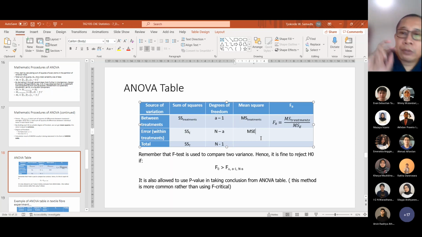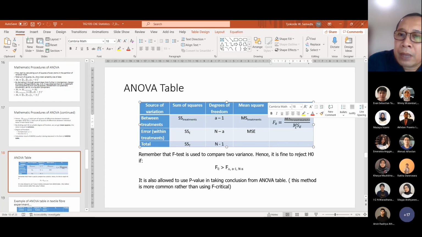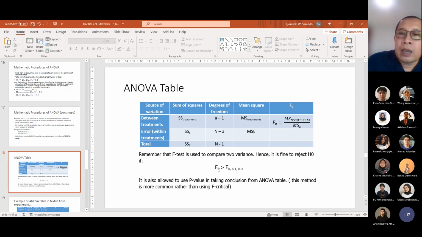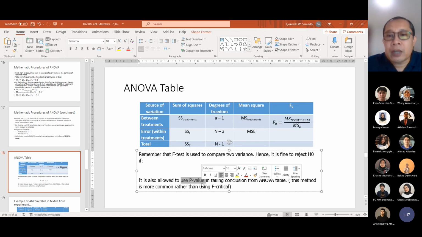Now remember, if we want to compare two variances, then what we do is perform an F test. You've learned about it in hypothesis testing, right? So the F0 is formulated like this: F0 is MS treatment divided by MS error. What we do next is compare the F0 with the critical F value, just like in any hypothesis test. Or we can use the p-value approach in drawing conclusions from the ANOVA table.